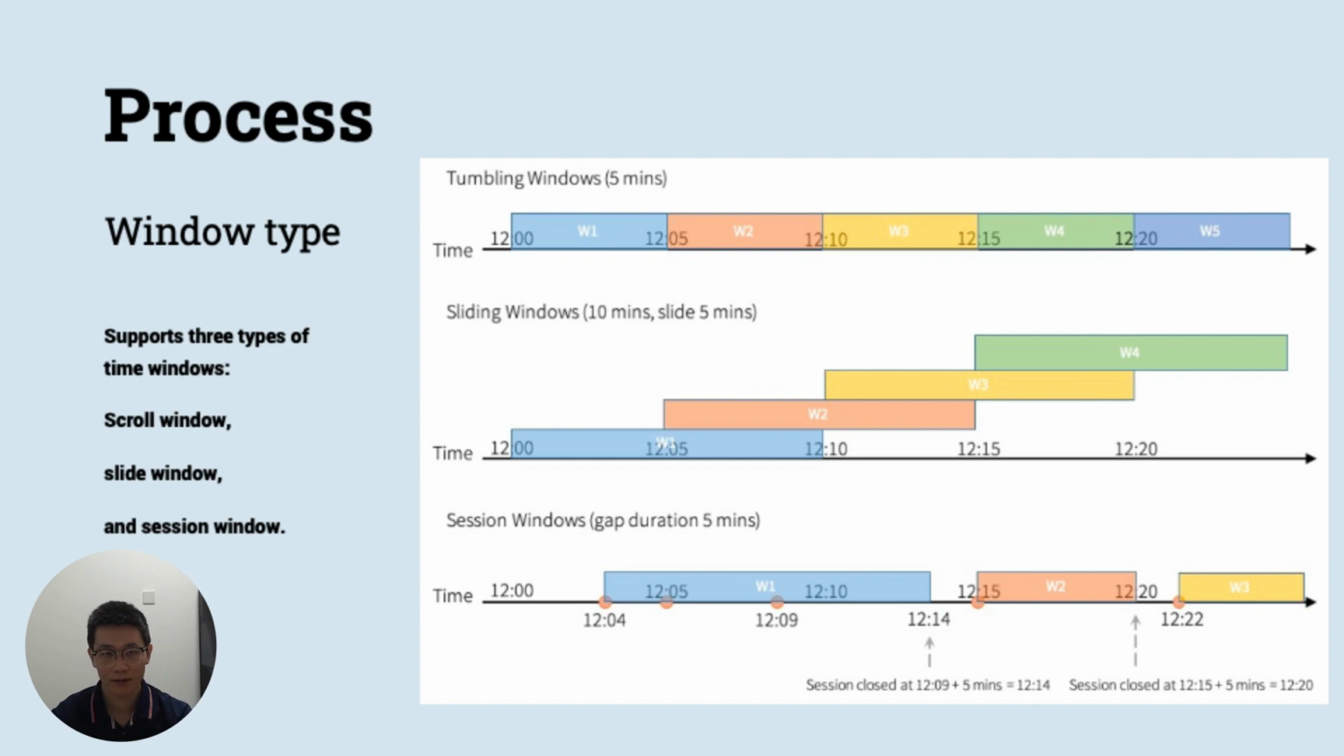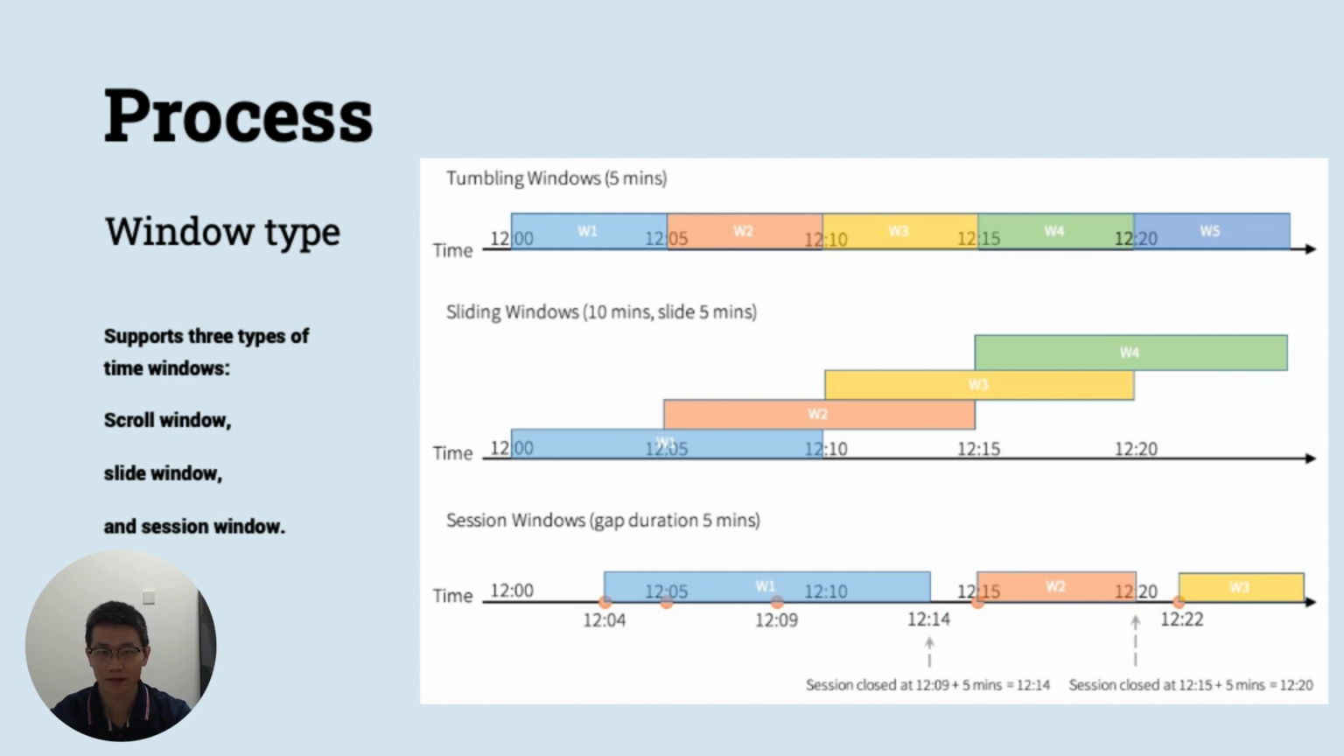Now, a sliding window is different. A sliding window can overlap. Just take a look at this window. You can see that this window overlaps. So here, in this graph, we have a window of size 10 minutes, and it slides every 5 minutes. This is a sliding window.